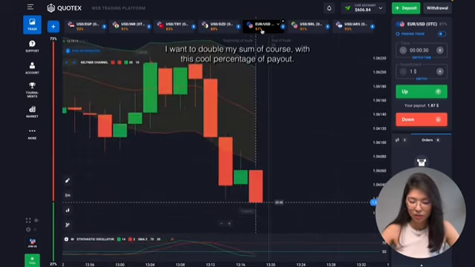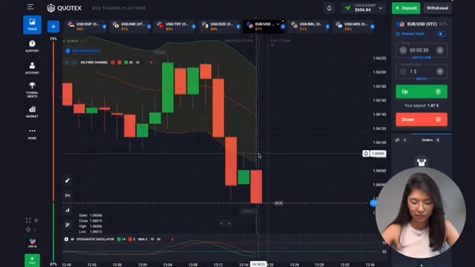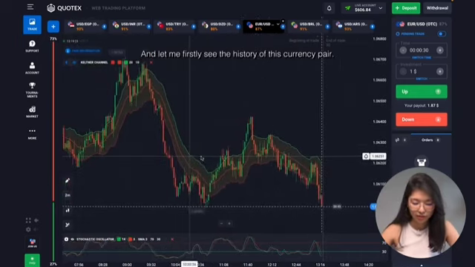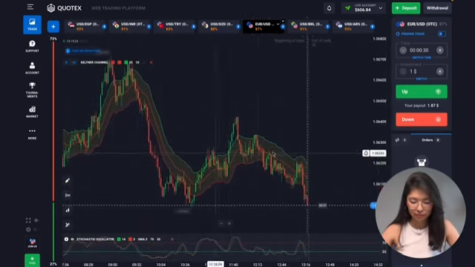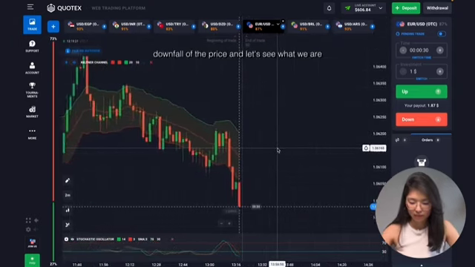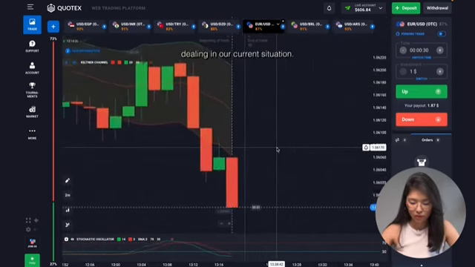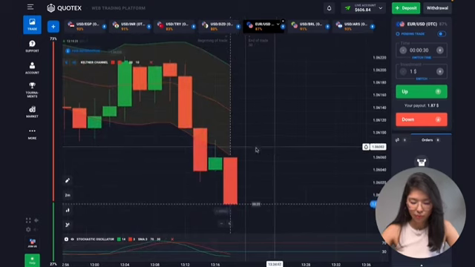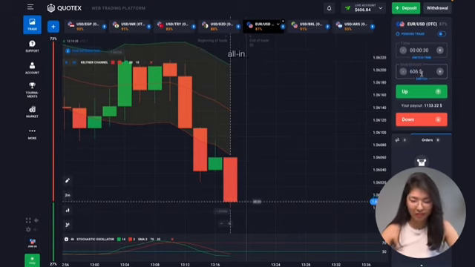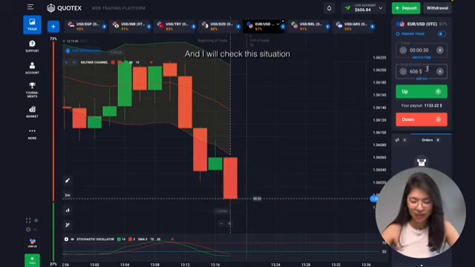So let's have some fun in the next currency pair. I want to double my sum, of course, with this cool prestige payout. And let me firstly see the history of this currency pair. Okay, downfall of the price, and let me see what we're doing in our current situation. I'll change my investment box while I'm thinking to $606, all in. And I will check the situation with call option.